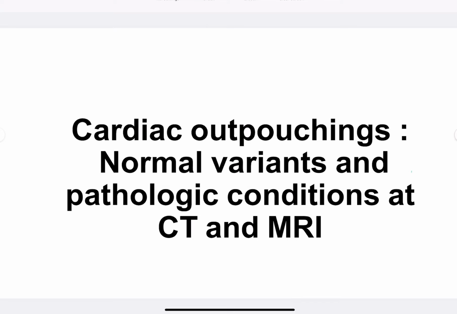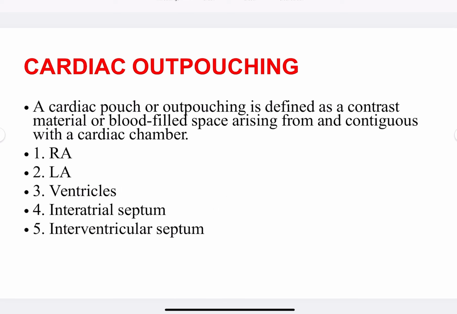Hello everyone. Today we will learn about the cardiac outpouchings, the normal variants and the pathological conditions at the CT and the MR. So let us learn first what is cardiac outpouching. Basically a cardiac pouch or outpouching is a contrast material or blood filled space that is arising from and contiguous with the cardiac chambers.